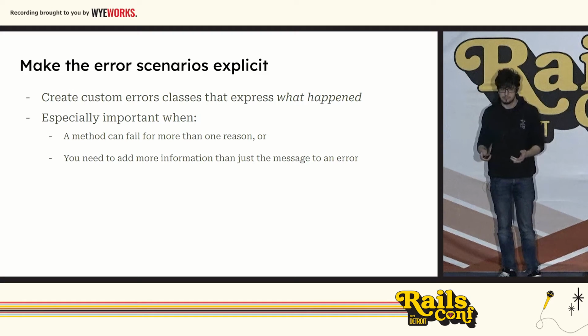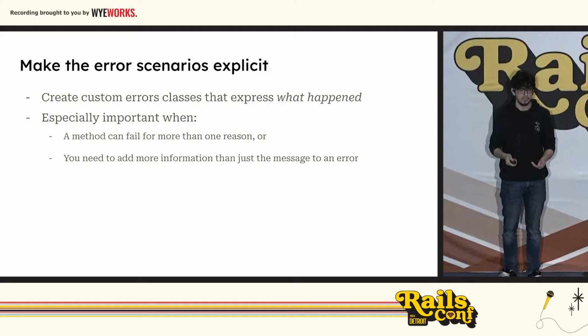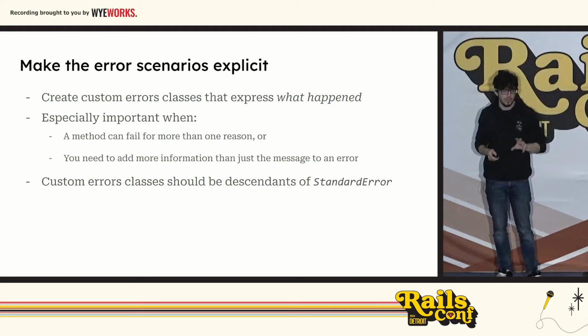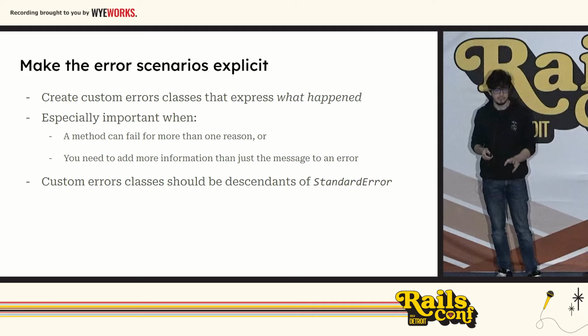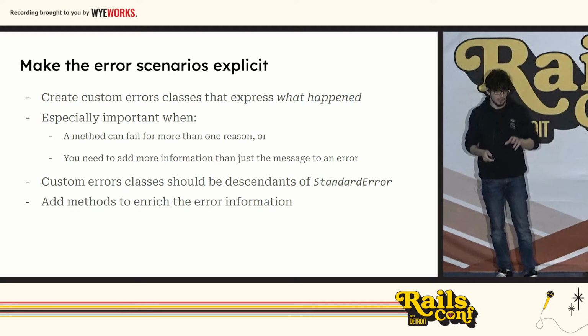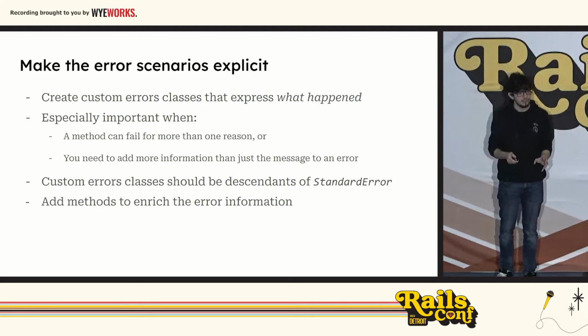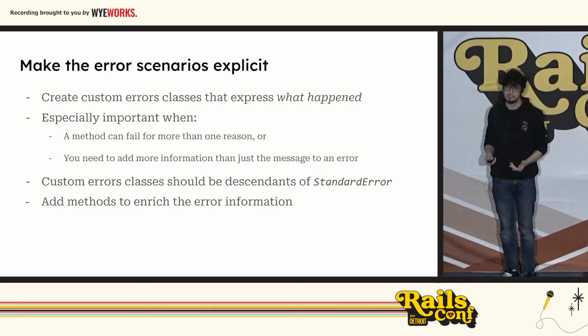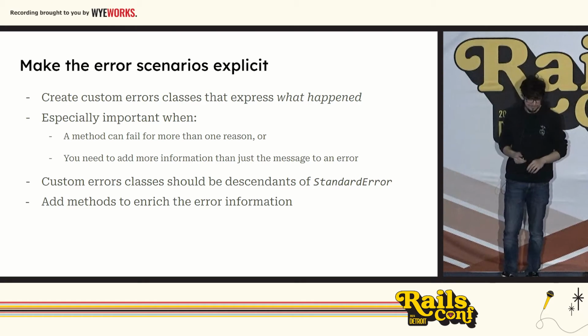Maybe just the message is not going to be enough for the call sites to make decisions. So in Ruby, when you're going to create a custom error class, it should be a descendant of the standard class error. And if you need to enrich the information that is provided by that object, you can do that by adding some methods to that custom error class.